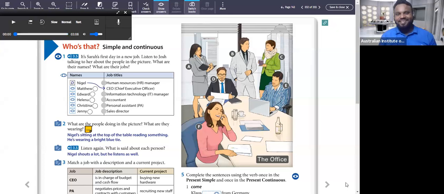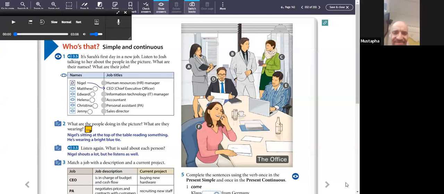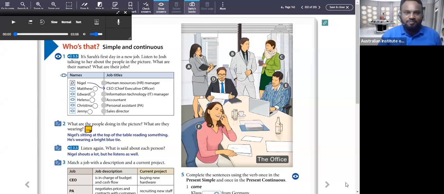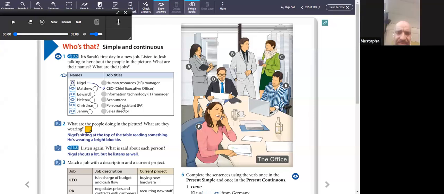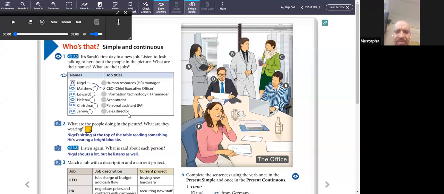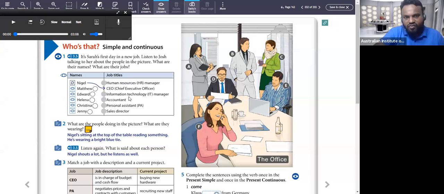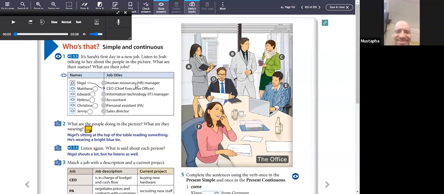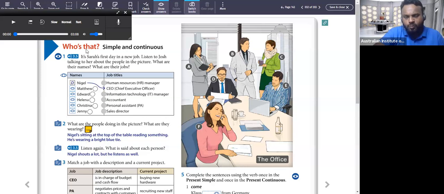All right. Now we are going to match this from this picture. It will be an interesting job to do. Let's do it. Nigel, we know already: CEO, Chief Executive Officer, sitting down, number D. Matthew, who is Matthew here? And with the jobs, we have to match the personal assistant, sales director, accountant, information technology, IT manager, CEO, human resources, HR manager. See which job goes to whom.